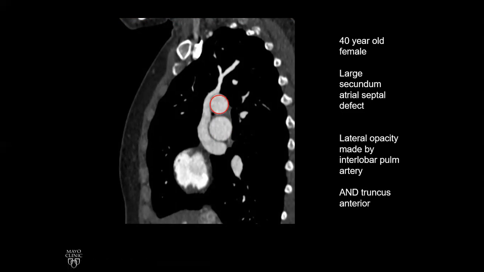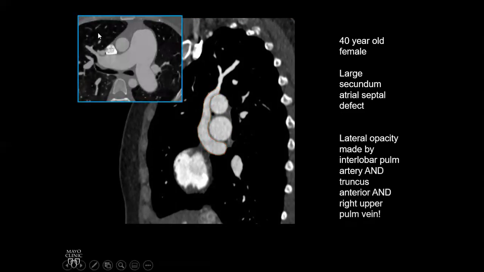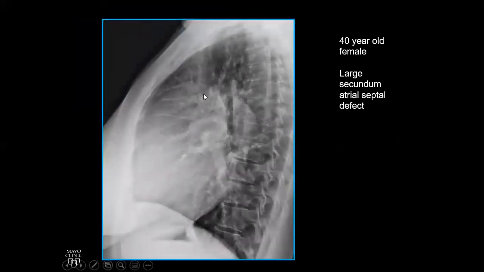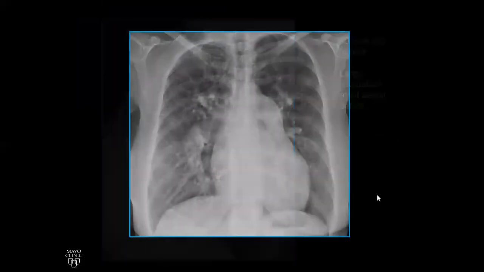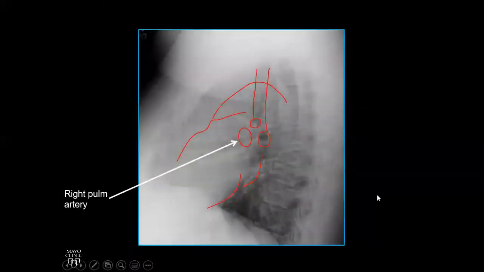It bifurcates superiorly, inferiorly, and the right upper pulmonary vein. All that together is making this, which you can see is the level right out here, makes that opacity on a lateral radiograph in this patient. And this is her frontal radiograph. Okay, so that's what lives there.